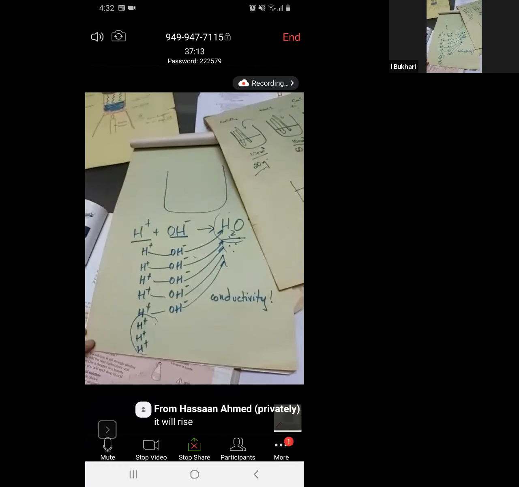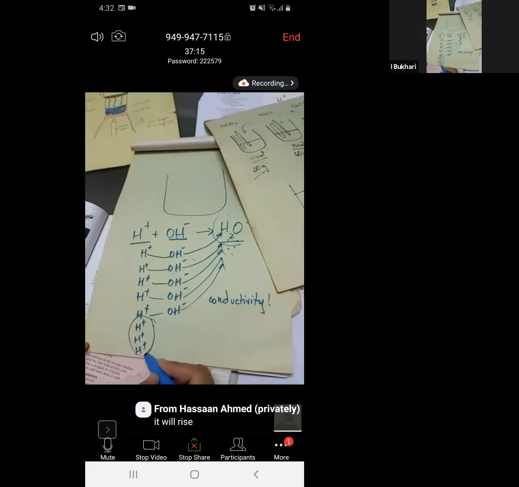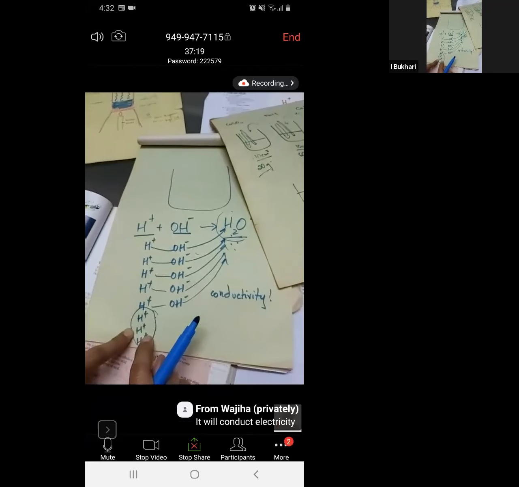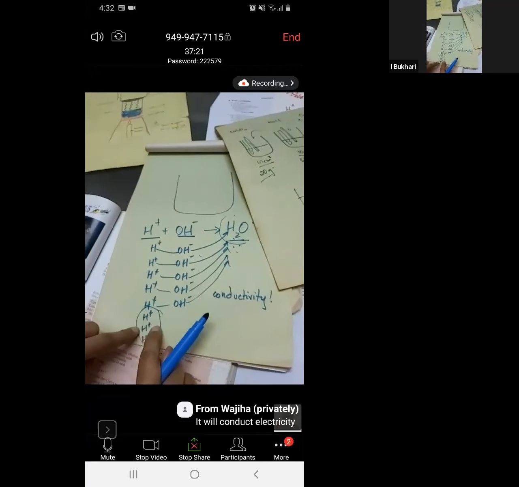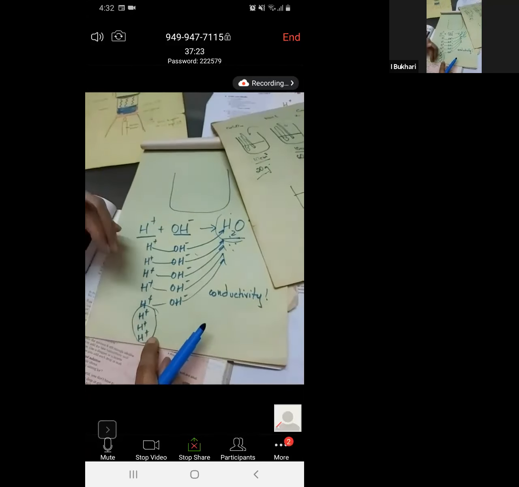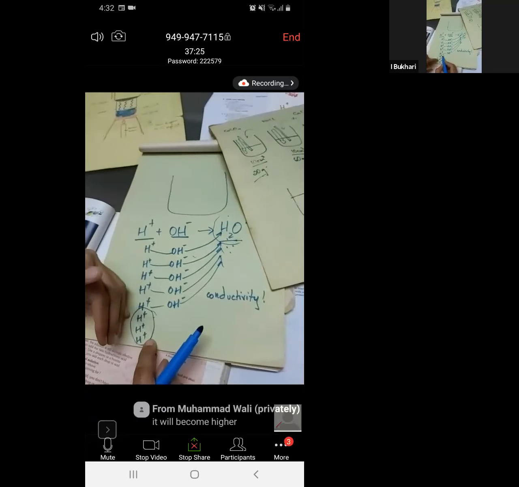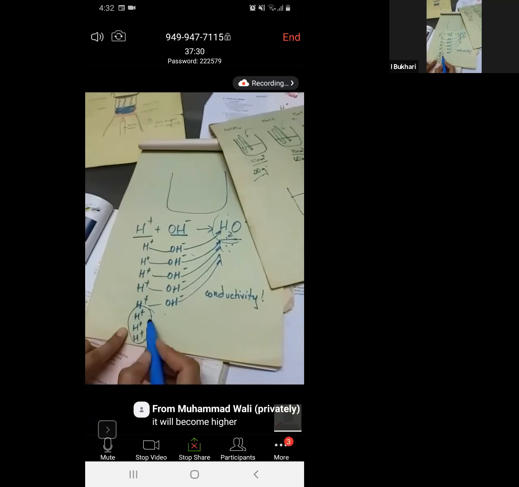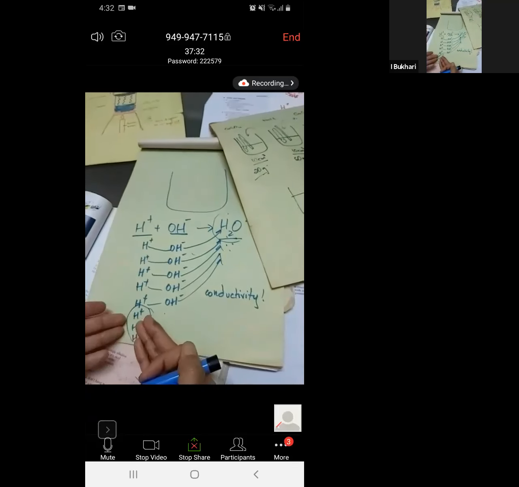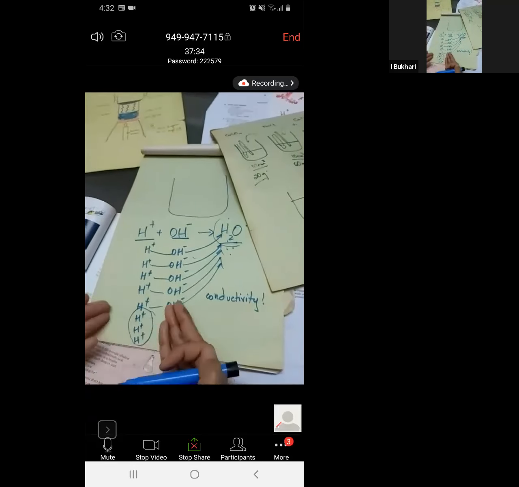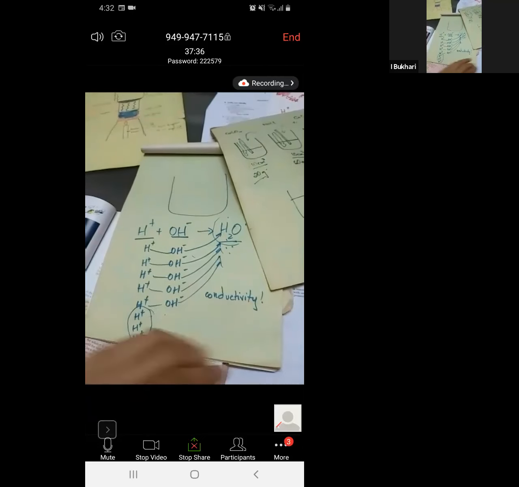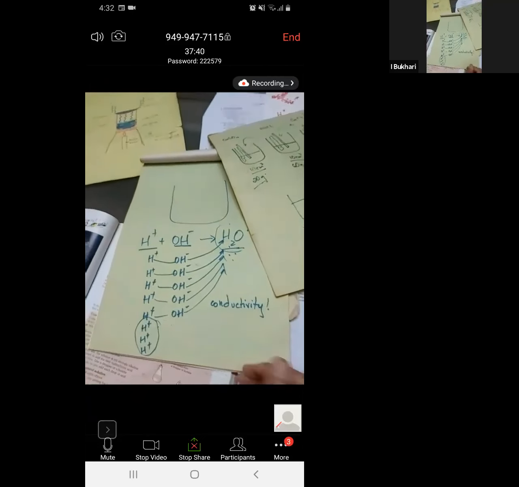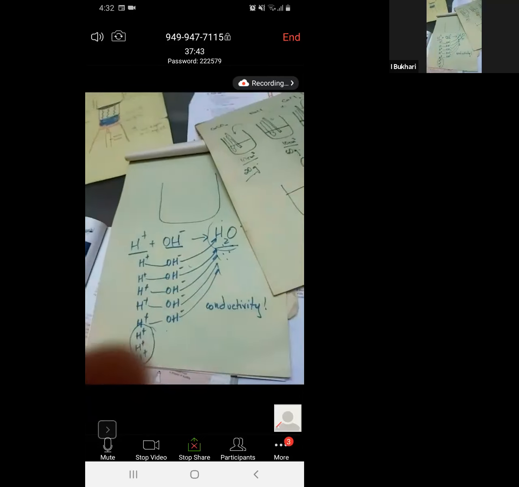Yes, yes, Hassan, good job. The conductivity will rise again because the conductivity will gradually increase as you keep adding hydrogen ions. Now there is no hydroxide to react with these hydrogen ions, and therefore they will be available to conduct electricity because they are unreacted and in the ionic form. They're in their charged form, and so they will be available. Therefore, the conductivity will rise. Now, let me show you.